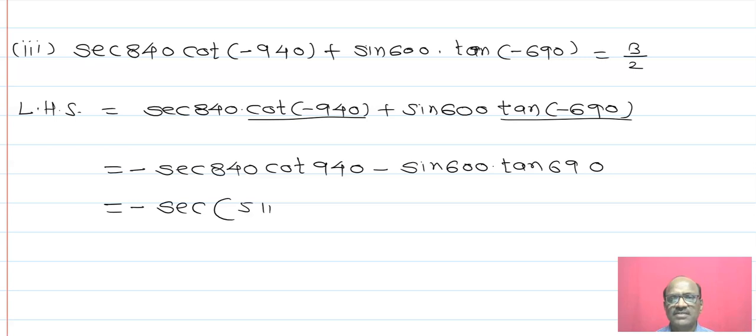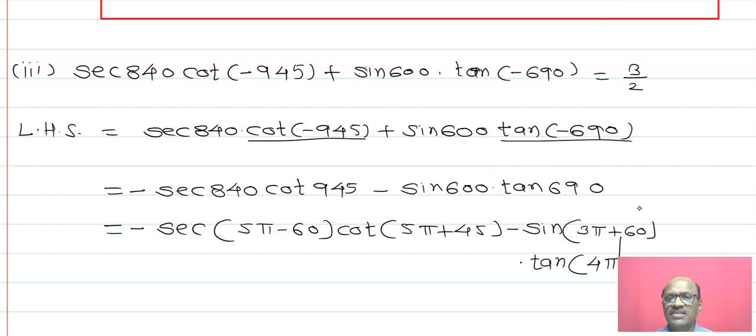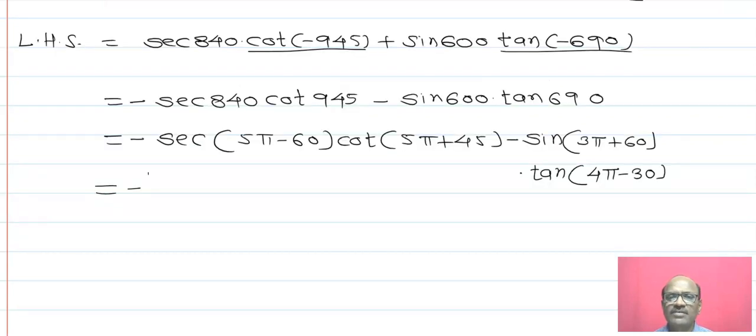840. That is written as 5 pi, means what? 900 minus 60. Next is 945 angle. That is a cot of 5 pi plus 45. And next is sine of 3 pi plus 60 and tan of 4 pi minus 30. 4 pi means what? 720. 720 minus 30, then you will get 690. You remember the table of 18 only. It's sufficient for the multiplication of the angles.